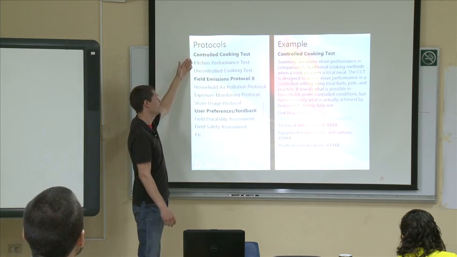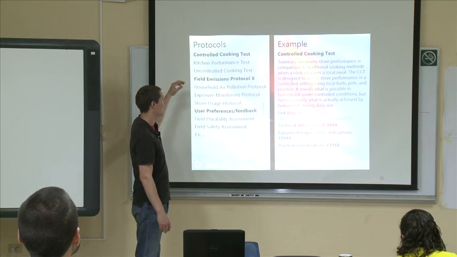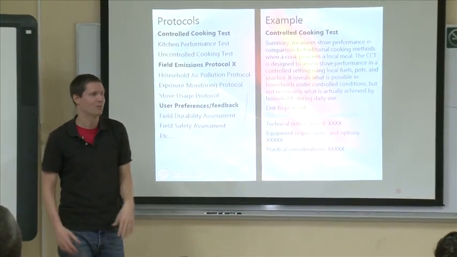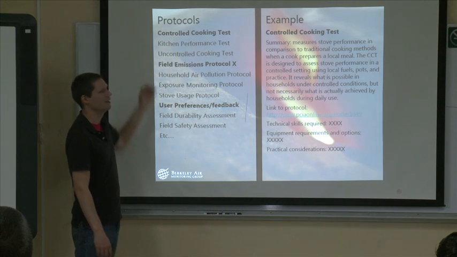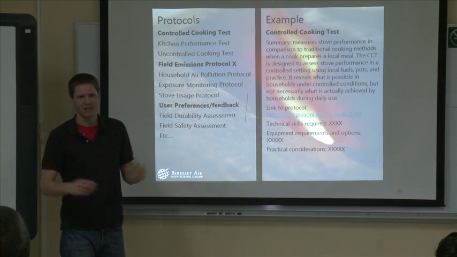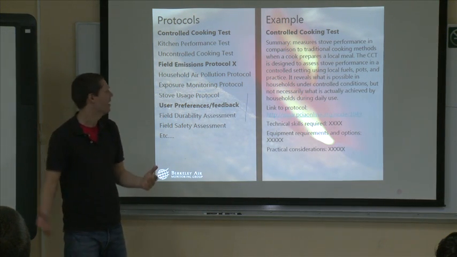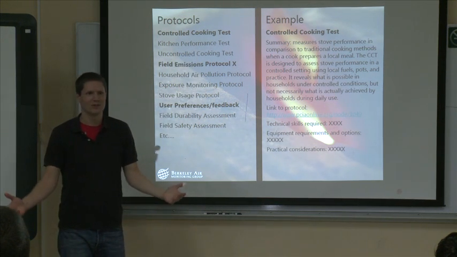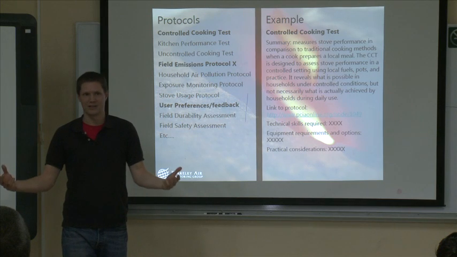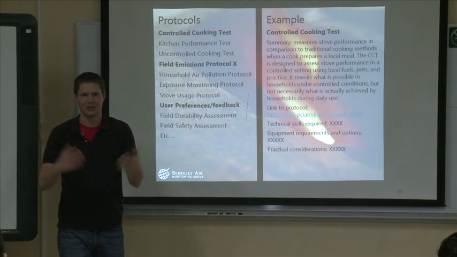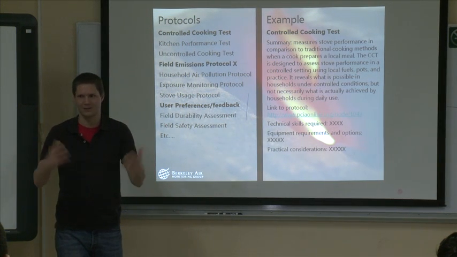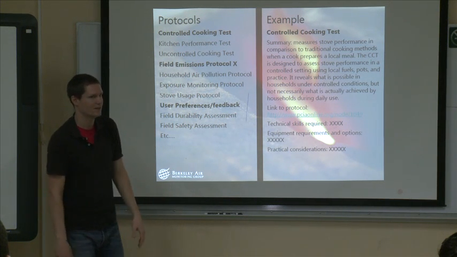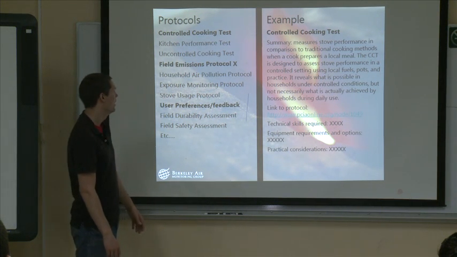So we have controlled cooking test, kitchen performance test, and then we have some things that you may not be as familiar with or don't really exist yet, but that we need. There's an uncontrolled cooking test, which is kind of, it's a thing, but it's not really formalized. There's the field emissions protocol X, which those of us who have done field emissions, we have protocols for our studies, but it's definitely not something that's kind of universal or has gone through a process that would make it a simple tool for everybody to use, like the kitchen performance test or controlled cooking test protocol.